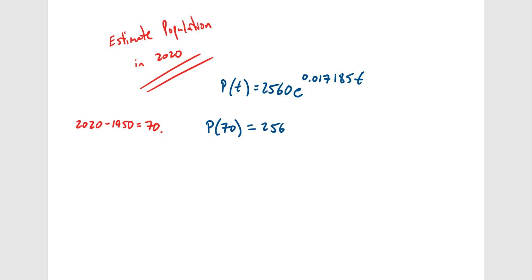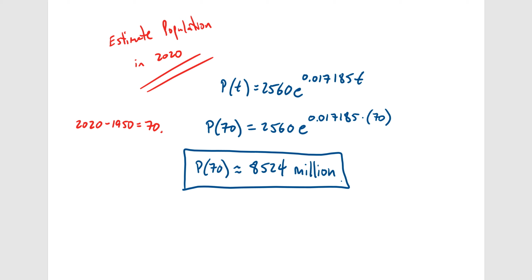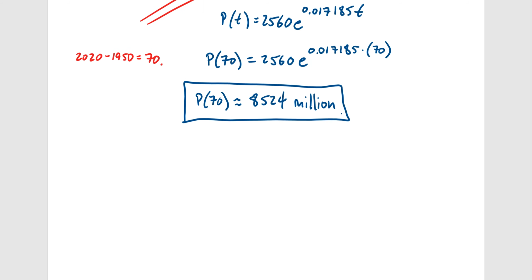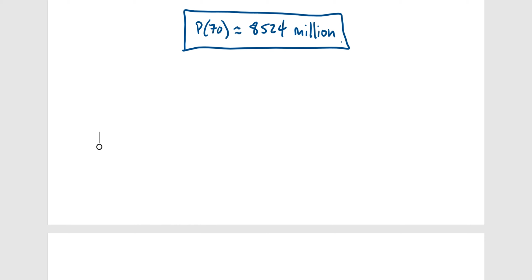And we plug it in, and then once again we're going to have to use a calculator to evaluate this, and we end up getting about 8,524 million. And we could obviously, so 8,000 million is 8 billion. We just used P of t in the millions just so our numbers were a little bit nicer here, so we didn't have decimals. Okay, so it is important to remember that this is just a mathematical model.